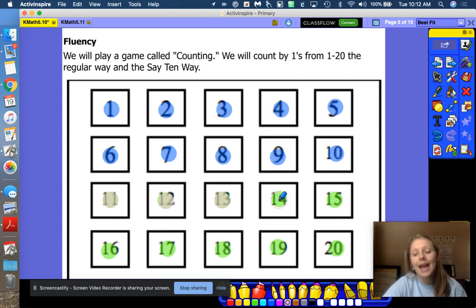10 and 4, 14. 10 and 5, 15. 10 and 6, 16. 10 and 7, 17. 10 and 8, 18. 10 and 9, 19. 10 and 10. What, Miss Plitt? Yeah, if we wanted to do 20, we would say 10 and 10. So flash me 2 10s, and we've got 20.